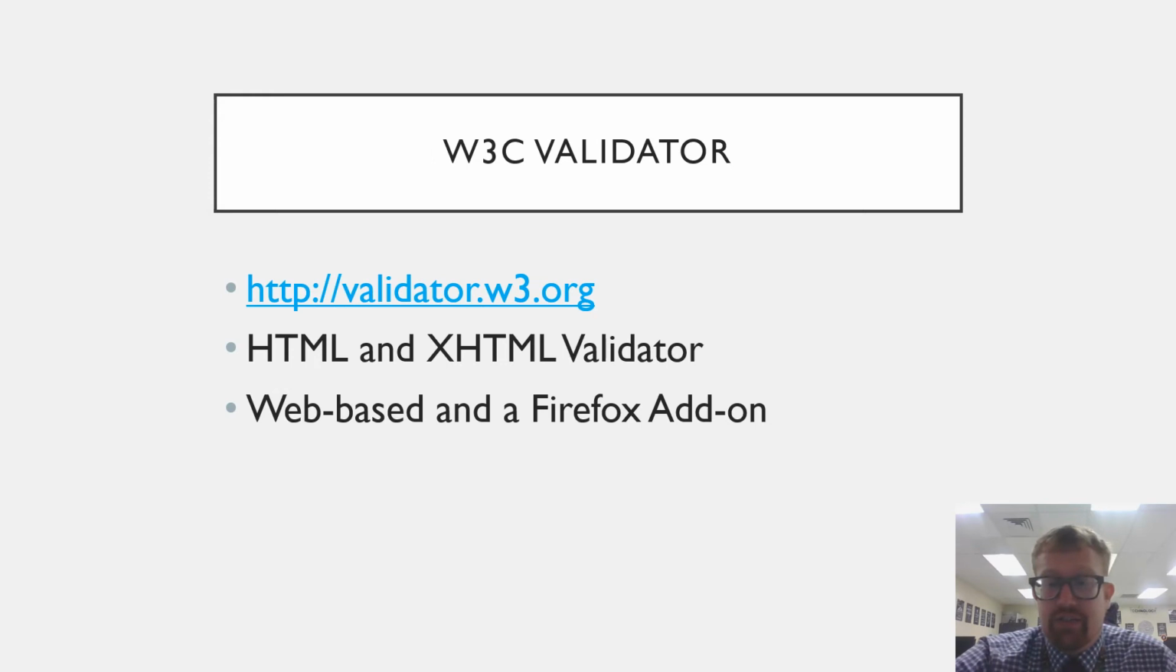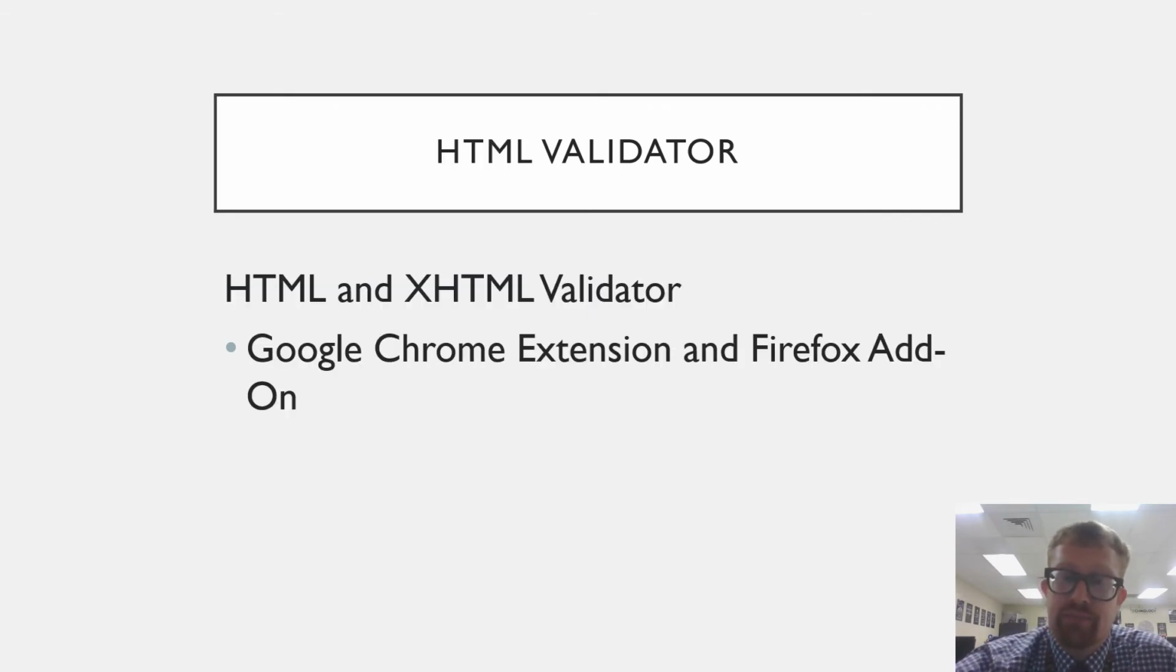All right, so the next few slides are going to talk about the different validator options that are available to you. First one is the W3C Validator, and this is from validator.w3.org. This is the one that we recommend that you use. It's an HTML and XHTML validator. You can use the website, or you can use it as a Firefox add-on.